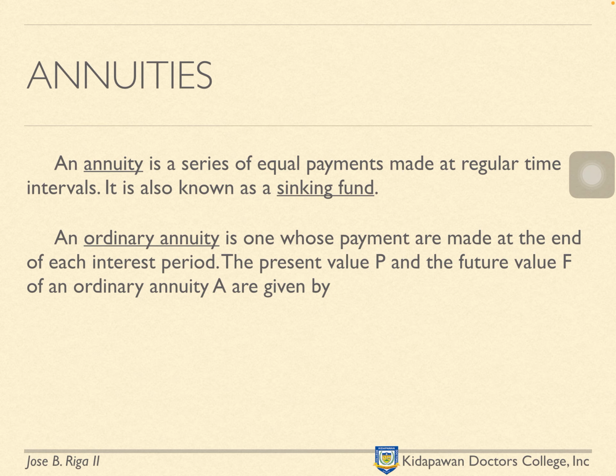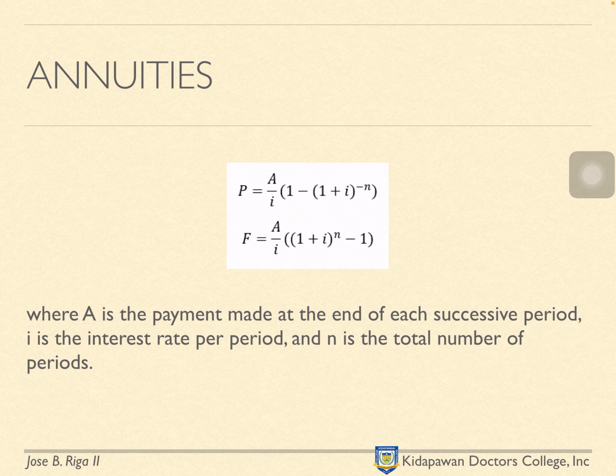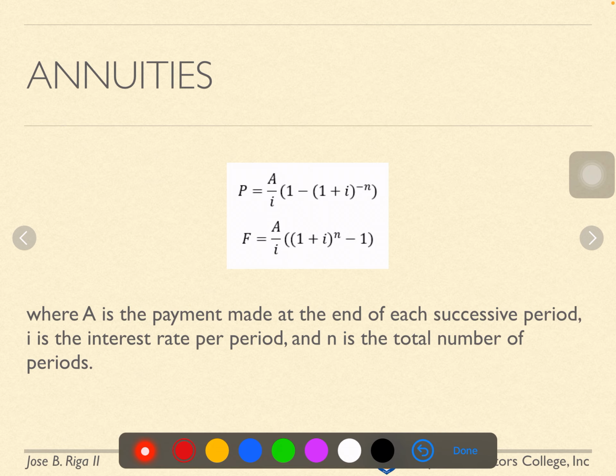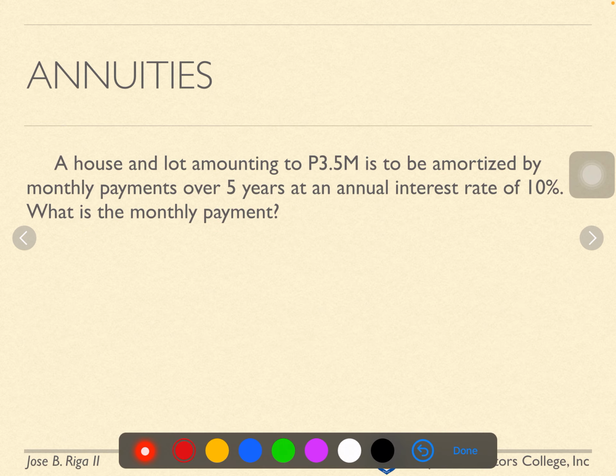The present value P and the future value F of an ordinary annuity A are given by the formula: P equals A over i times 1 minus (1 plus i) raised to the power of negative n. For F, the future value is A over i times (1 plus i) to the power of n minus 1. Where A is the payment made at the end of each successive period, i is the interest rate per period, and n is the total number of periods. So let's have an example.